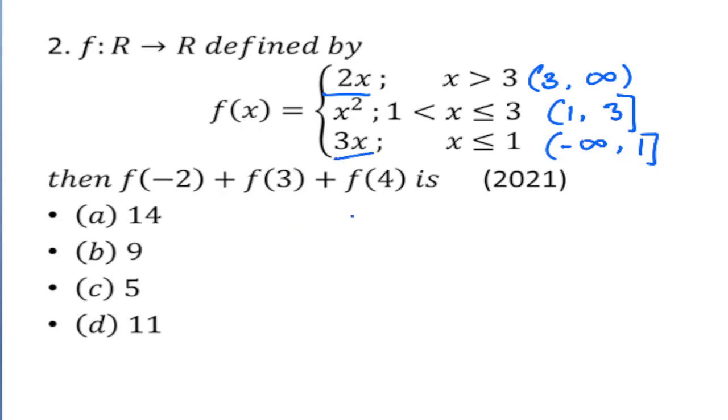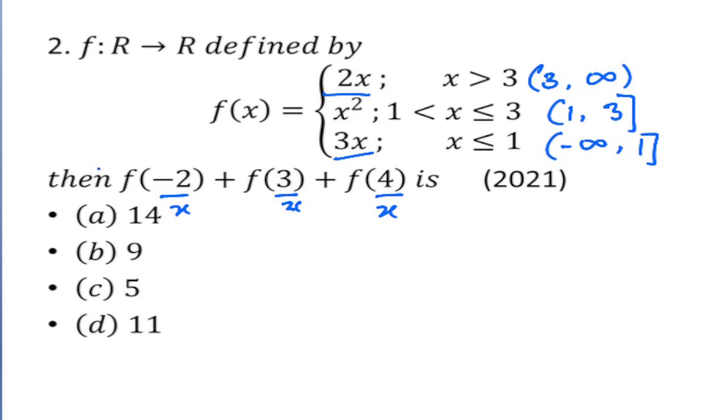Now a very simple question, friends, but what we need to keep in mind is the domain of the three different piecewise functions. Accordingly we need to use the function to find the value of the given expression. What is the expression? f of minus 2 plus f of 3 plus f of 4. Very simple one. Here we have to go with x values: x is minus 2, x is 3, and here x is 4.